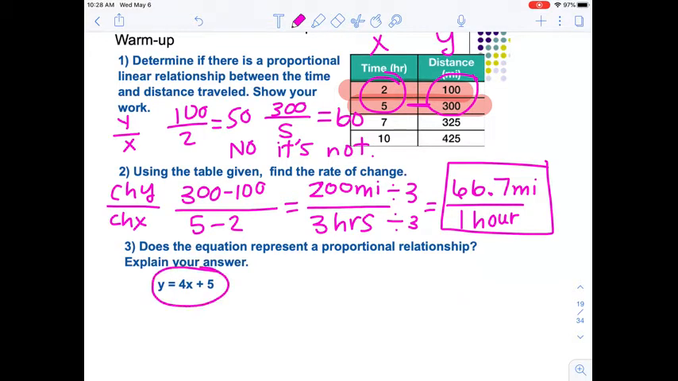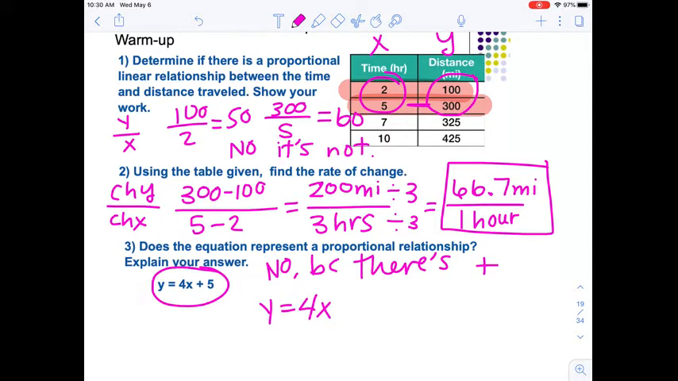And then number 3 says, does the equation represent a proportional relationship? y equals 4x plus 5. The answer would be no, because there's addition. If there's ever addition or subtraction, it is automatically not proportional. When an equation is proportional, it just has the multiplication of a number in x. So y equals 4x would be proportional.